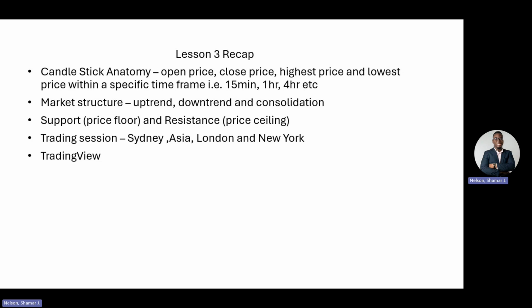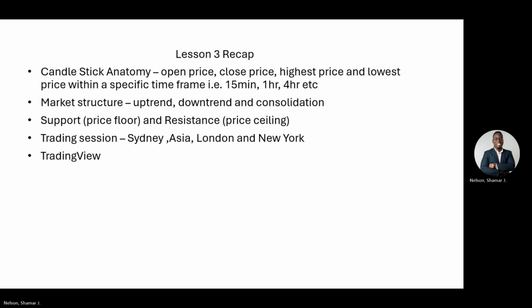We also went through the trading sessions: Asia, London, Sydney, and New York. These are the major financial centers in the world, where the big banks, hedge funds, and the big players are, the ones really moving the money. I also went through TradingView, the online charting tool we use, which we're going to use in lesson 4. It's free to use, and there are free versions you can use to track price, manage your trades, and execute your strategy.